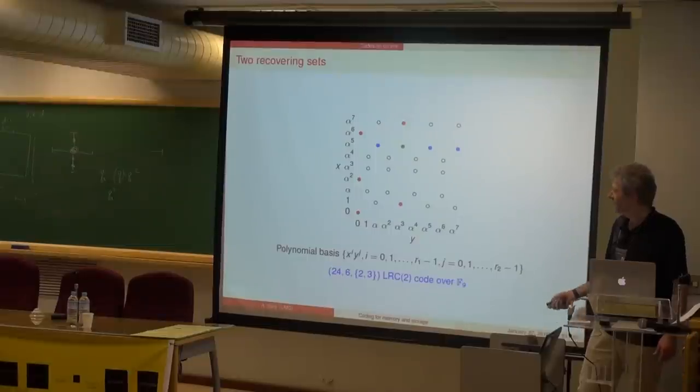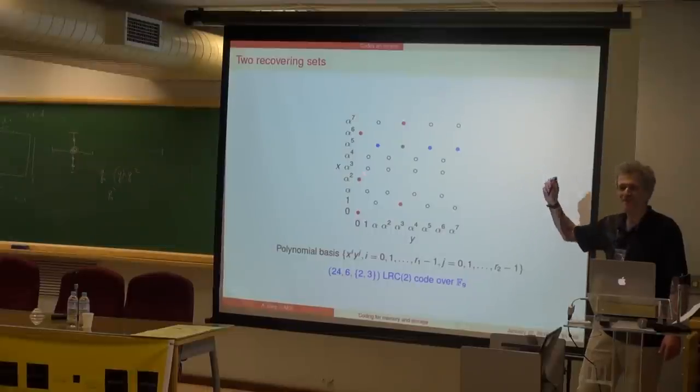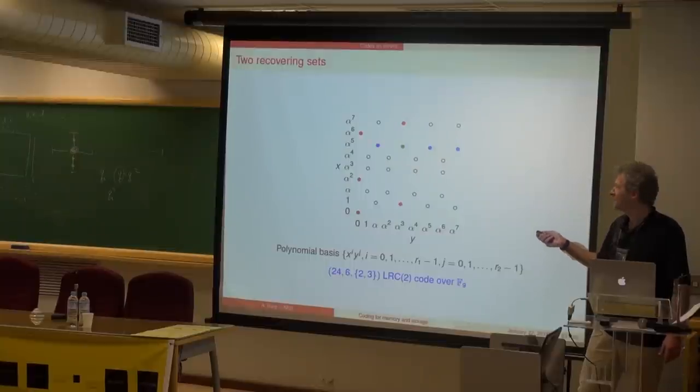Yes, and we want two recovering sets, but these points mess the picture up. And so let's throw them away, discard them. Now let's get the code of length 24. And then for this green point, (alpha^5, alpha^3), we have two recovering sets, the blue points and the purple magenta points. The polynomial basis is as given here, and we get a code of length 24, dimension still 6, and the recovering sets of size 2 and 3. And, well, this is the starting point.